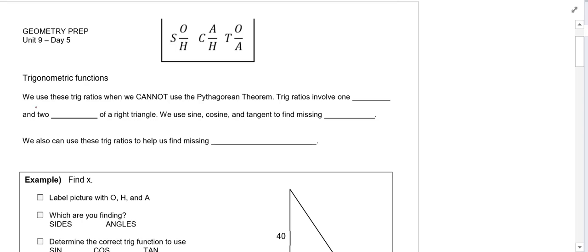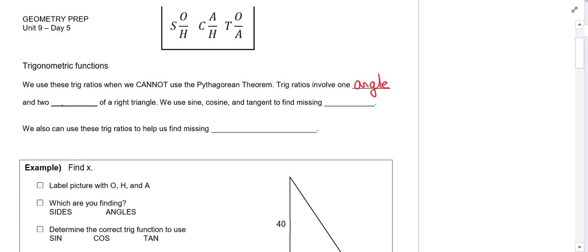So we know this whole unit we've been using trig ratios when we cannot use the Pythagorean theorem. We know trig ratios involve one angle and two sides of a right triangle. We use sine, cosine, and tangent to find those missing sides, right? What we've been doing, setting up our proportions and solving for a side length. But we also can use these trig ratios to help us find missing angles. But when we're finding missing angles, we have to use something a little bit different.